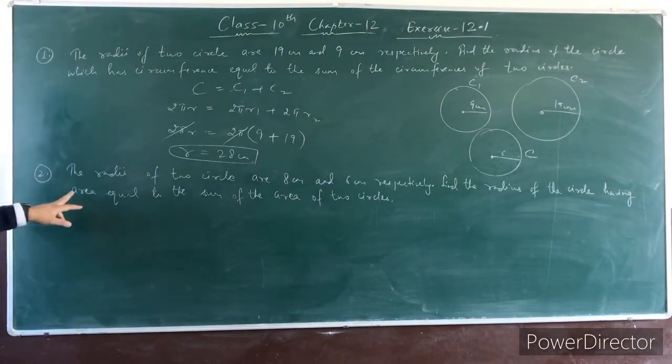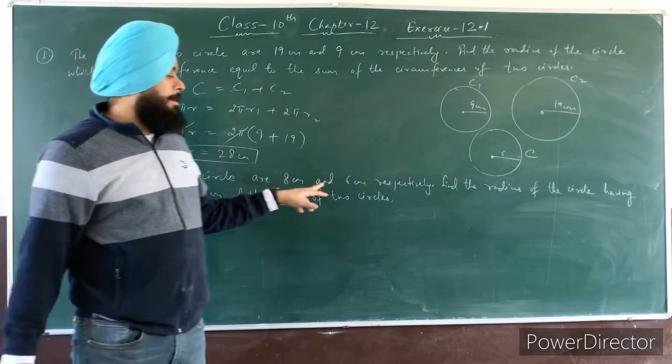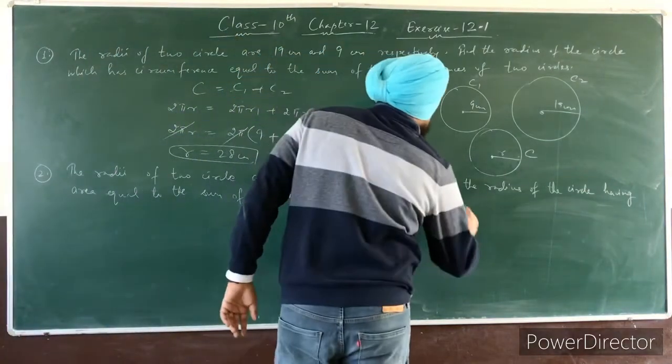Next, second question. The radii of two circles are 8 cm and 6 cm. It is again same as question first.